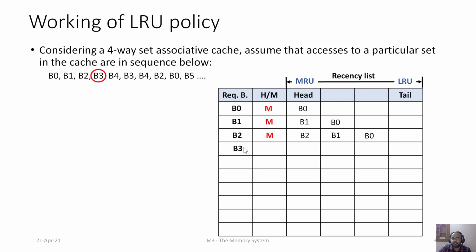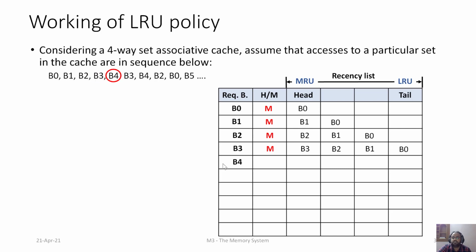The next access is for B3, and again it is a miss because it's not there, and B2, B1, B0 are shifted, and we make space for B3 at the MRU position. Now, if we look at the recency list at this point, it says that B0 was used at least 4 accesses before, and B1 was used 3 accesses before, B2 was used 1 access before, and the latest access was for B3. That's why it's called a recency list.